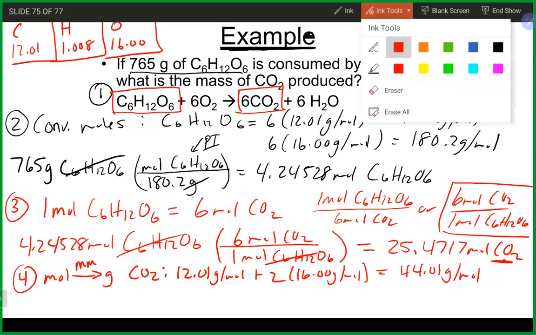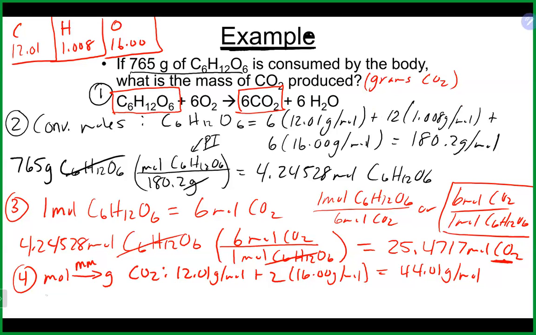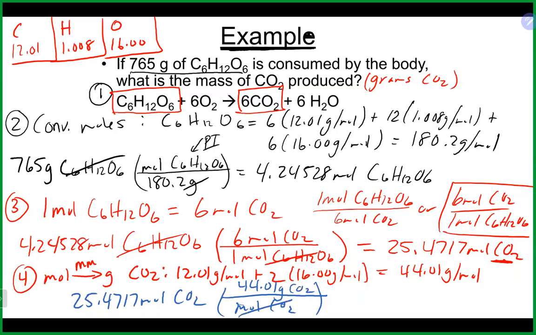So continuing on with our non-rounded number of 25.4717 moles of CO2. Here we want the moles to cancel, so we're going to put the moles on the bottom and the grams will go up on top. Again, that comes from our periodic table. The moles of CO2 will cancel, finishing this by multiplying by 44.01. That gives us about 1,121 grams of CO2.